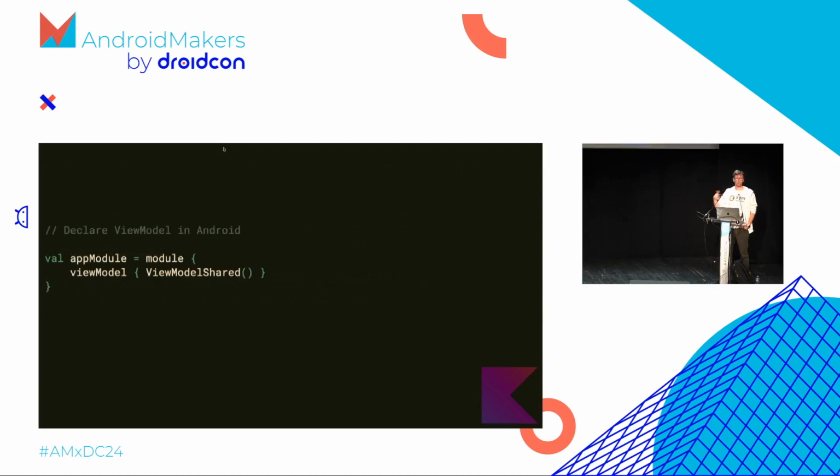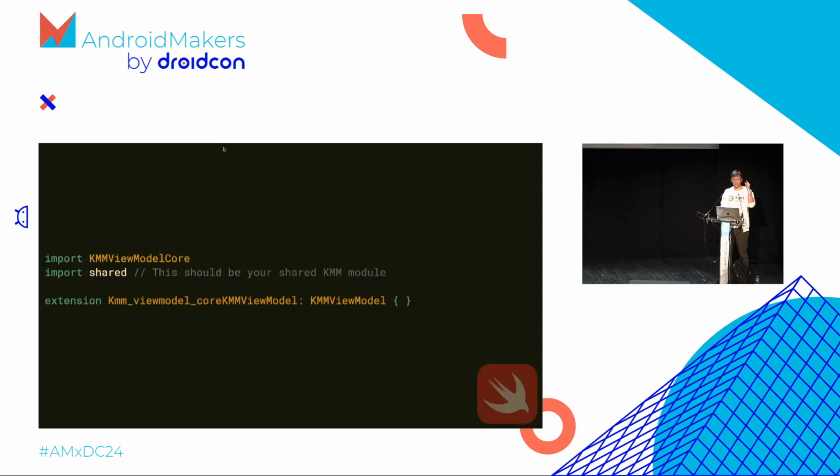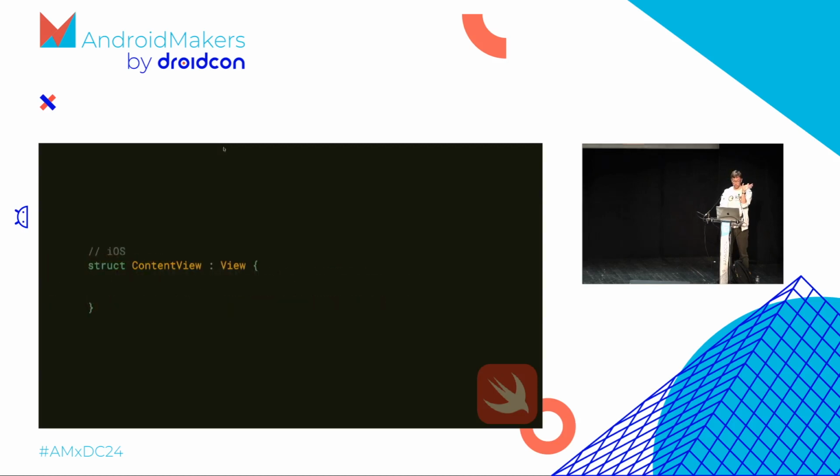And then what you need to do is declare the view model instance in your common module. And then what you can do is in Android, you use by viewModel and then inject your view model by delegation. And on the iOS side, you need to write a proper extension to declare the KMM view model. And then you can use it directly in your iOS view. And then you can benefit from this instance that will create the proper injection thanks to KoinComponent.